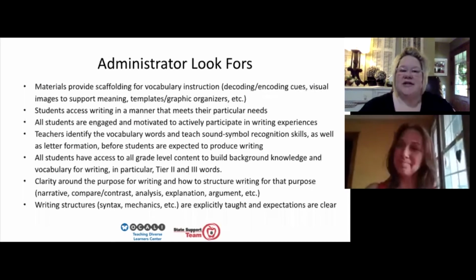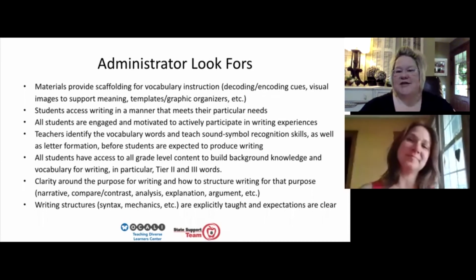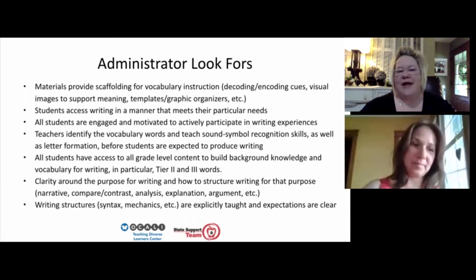All right, Tracy, I think it is time to take a look at what administrators will see when they're out there in those classrooms related to writing and vocabulary.